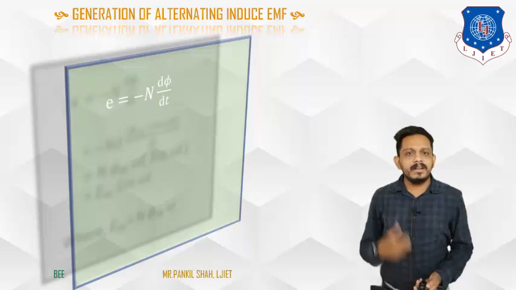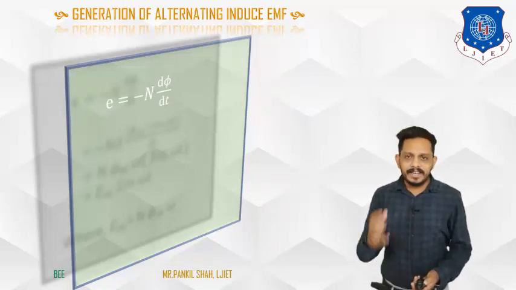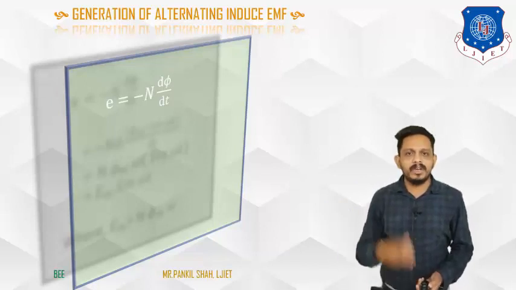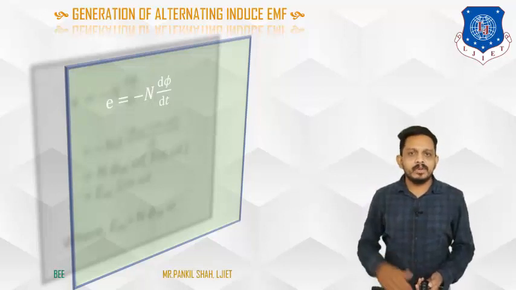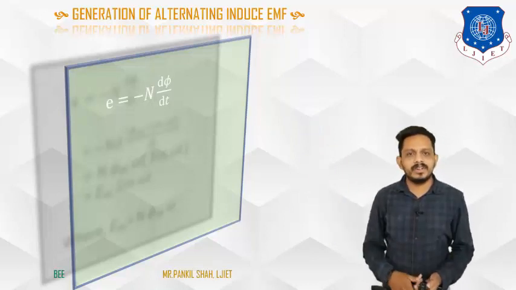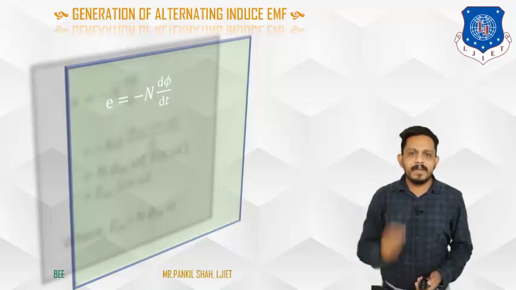For that we are again using Faraday's other law. Faraday said that the EMF induced in any coil is directly proportional to the rate of change of flux with respect to time. So E is proportional to d phi by dt. If we remove the proportionality, there will be a constant, and that constant is N, where N is the number of turns of that coil. So the equation is E equals N d phi by dt.